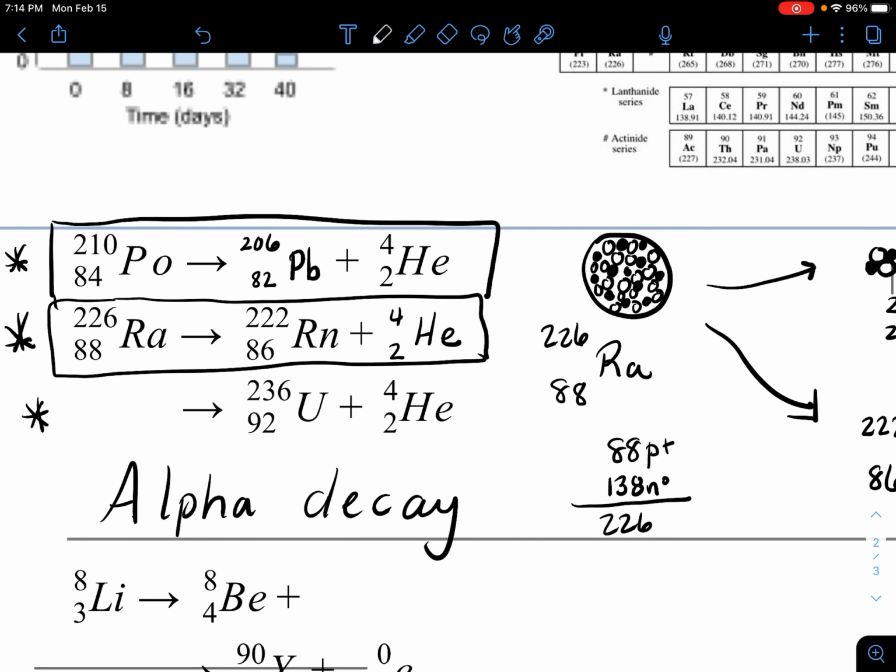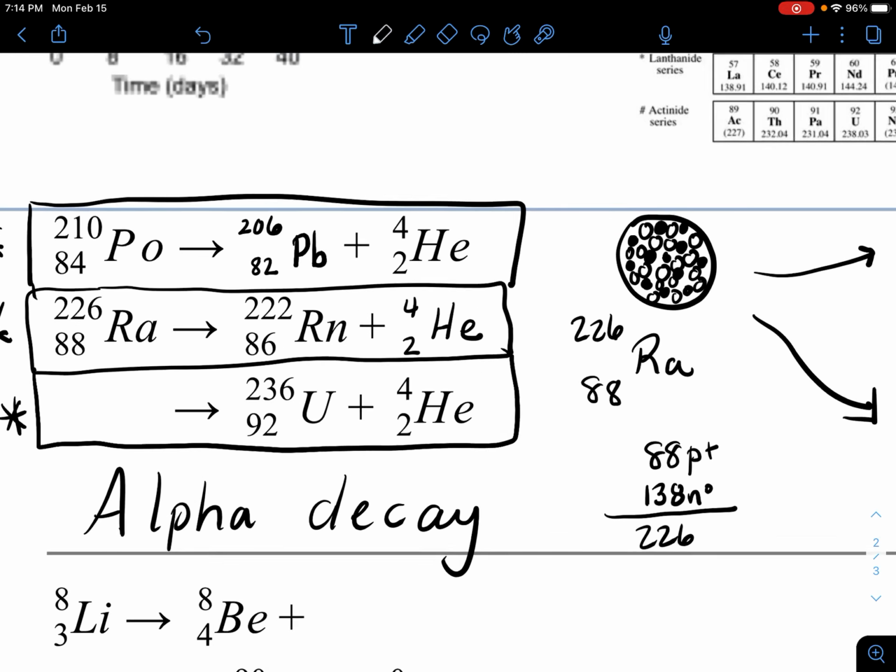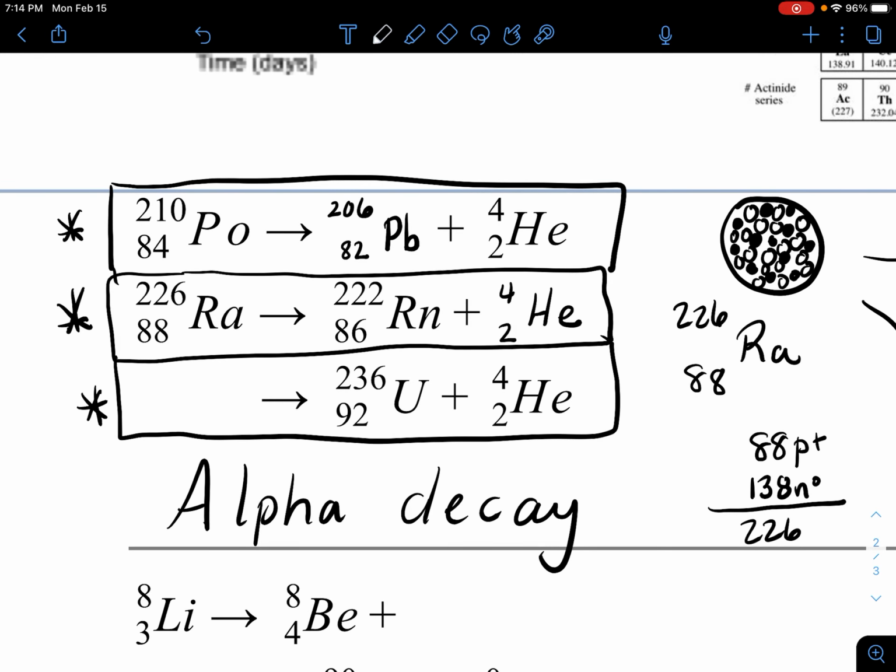All right, one more, and then, like I said, I'll end this video and I'll move on to beta decay in a separate video. I might even put beta decay with gamma. We'll see. So the next thing is we have to figure out maybe what did we start with.